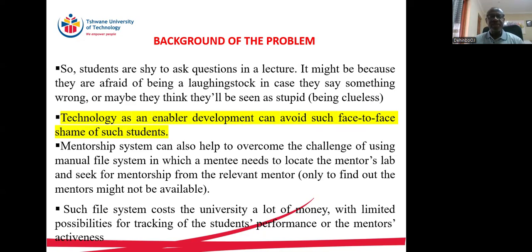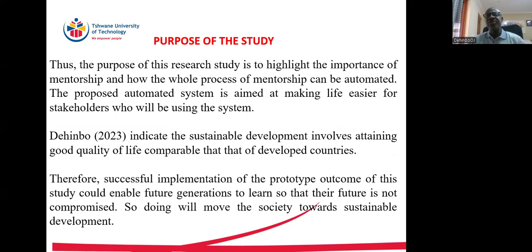You may find out that the mentors are not available, for example, when somebody decides to book, and then finds that the person they want to book is not available because the limitation of the file system does not allow for that. Such file systems cost a lot of money, especially with limited possibilities for tracking students' performance or the mentors' activities. So the purpose of this study is to highlight the importance of mentorship systems and how the whole process of mentorship can be automated. The automated system is aimed at making life easier for the stakeholders who will be using it.